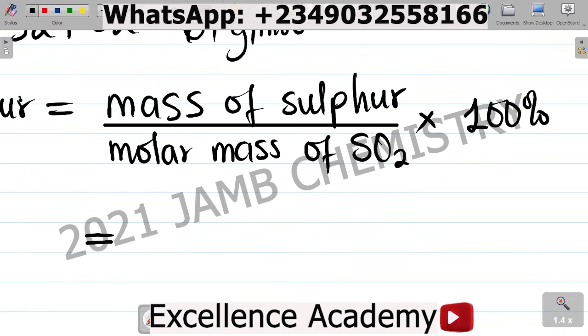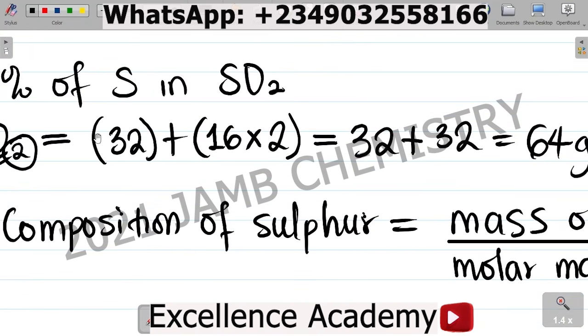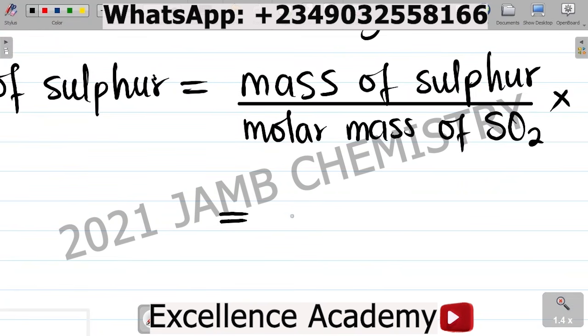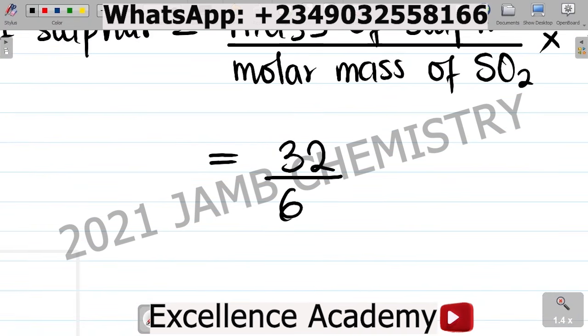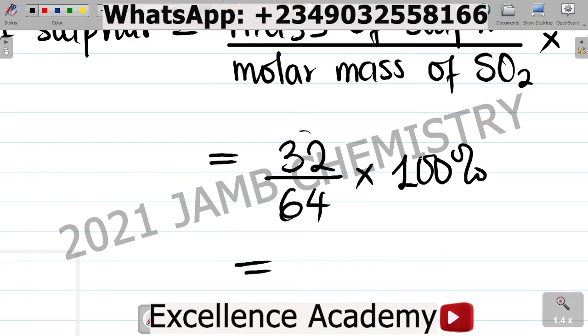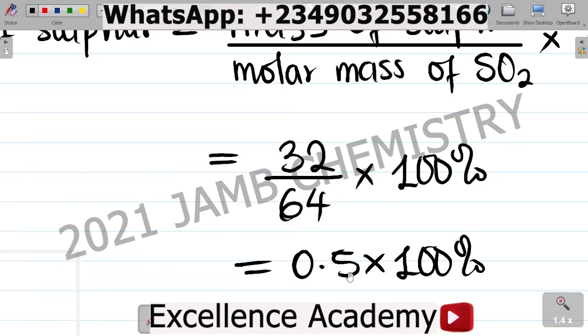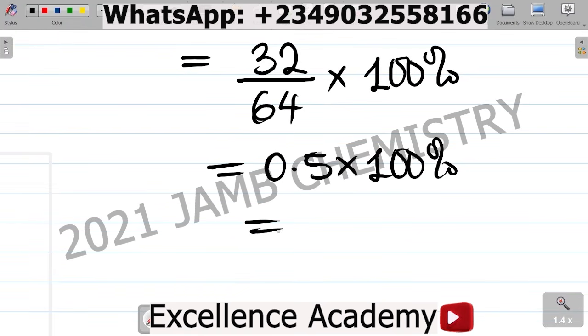So this is equal to the mass of sulfur, or the atomic mass of sulfur as we know it, is 32. That becomes 32 all over the molar mass of the compound SO2. Molar mass is 64, all over 64 times 100%. If you work on this, 32 over 64 gives you 0.5. So 0.5 times 100 gives you 50. So that means the percentage composition of sulfur in sulfur oxide is 50%.